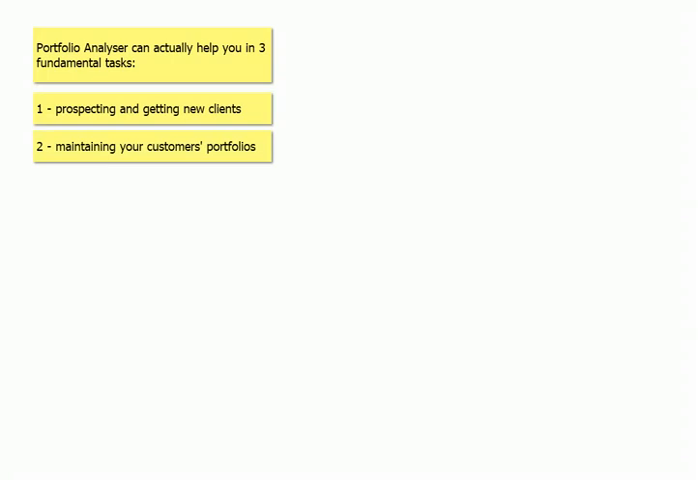Portfolio Analyzer can actually help you in three fundamental tasks: prospecting and getting new clients, maintaining your customers' portfolios, and retaining your customers.